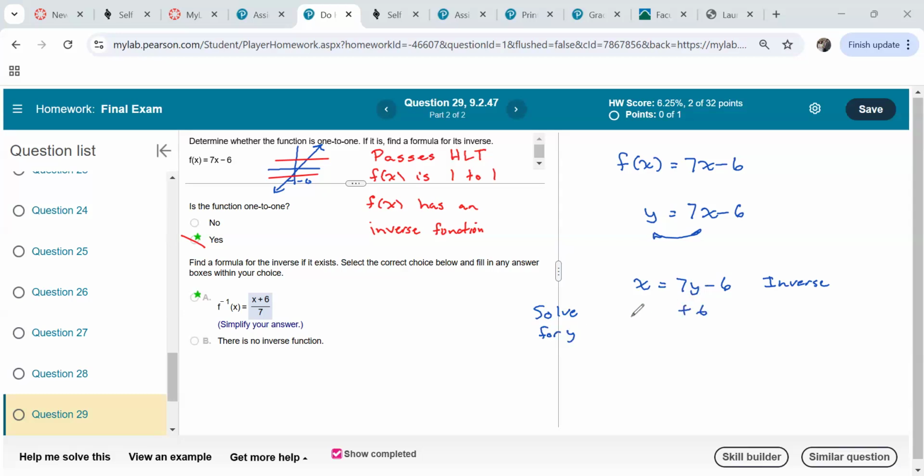So we're going to add 6 to both sides. x plus 6 equals 7y. Then we can divide by 7 to get y by itself. And we have x plus 6 over 7 equals y. So my very last step is, oh sorry, y equals (x plus 6) over 7. That is my inverse function. So in function notation, I'm just going to write f inverse of x, because my original function was f, equals (x plus 6) over 7.